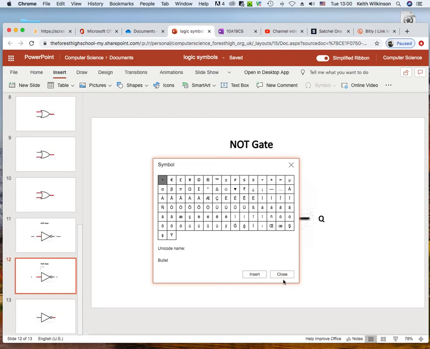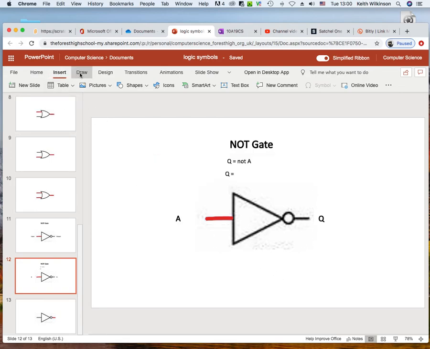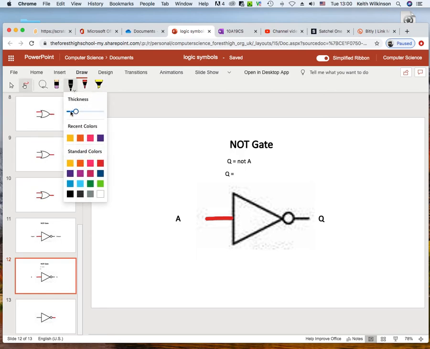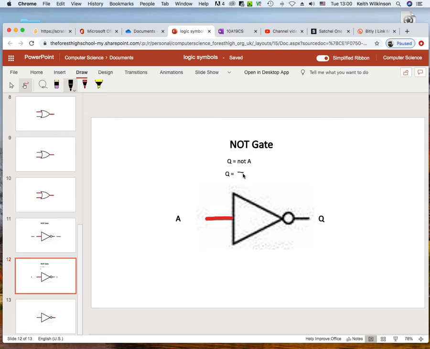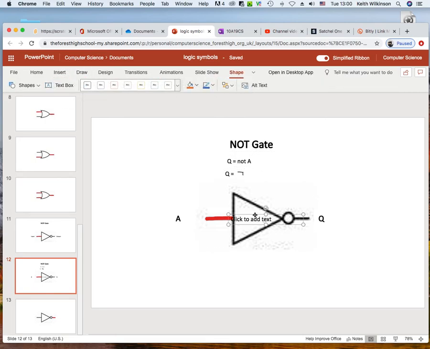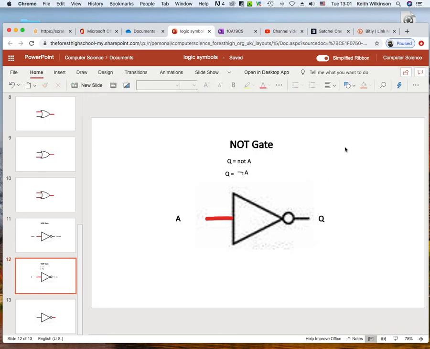So the symbol would be, let's get a pen and make it really thin. NOT, and then get the text box. There we go. So that is the Boolean algebra. This is what it's called. So Q equals NOT A, or Q equals NOT A in symbols.